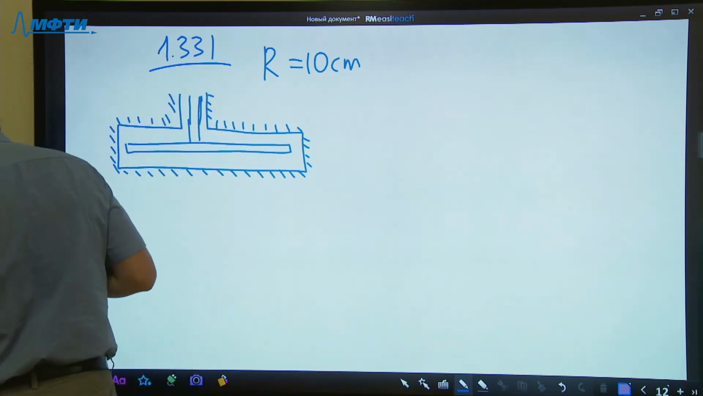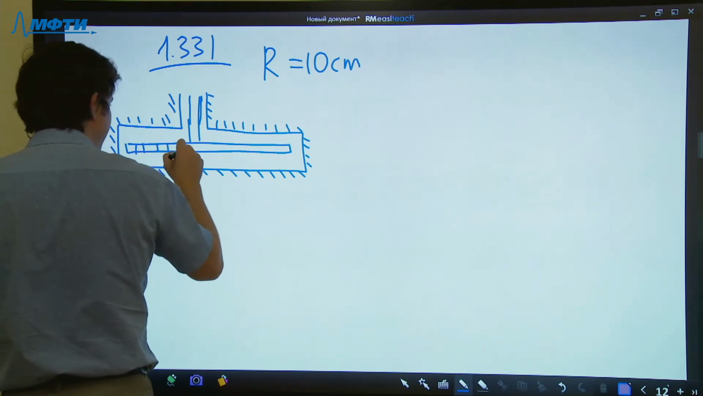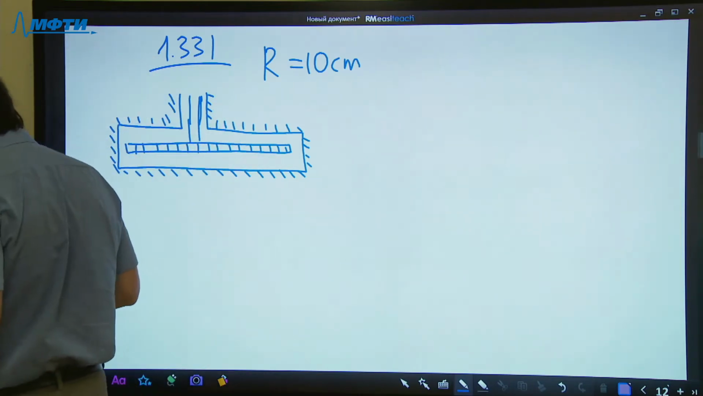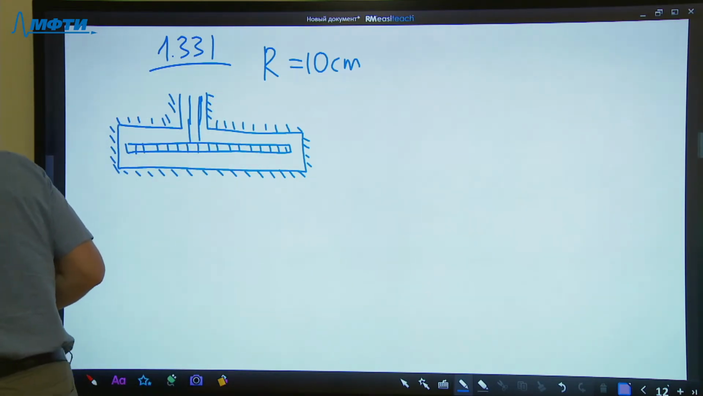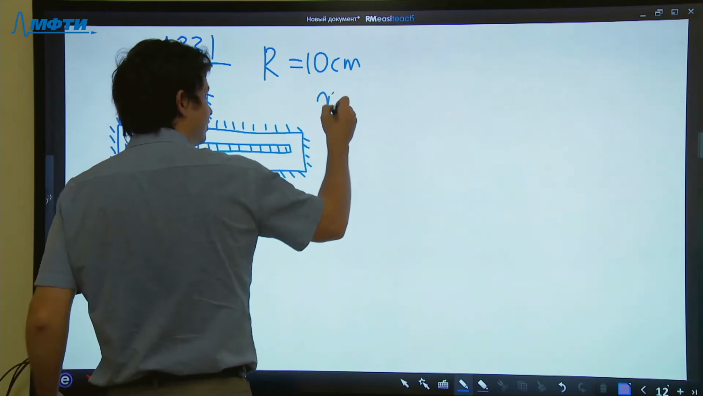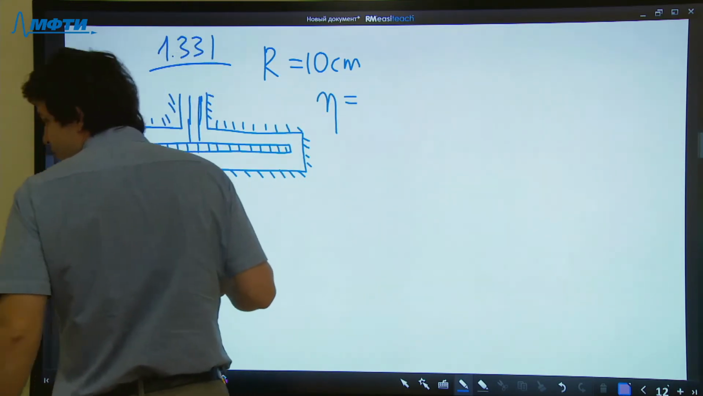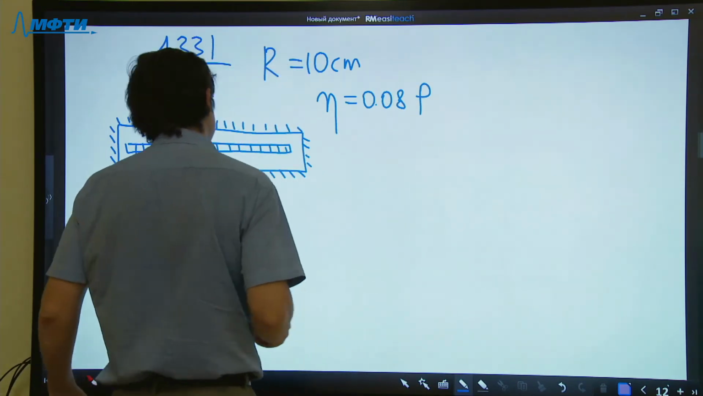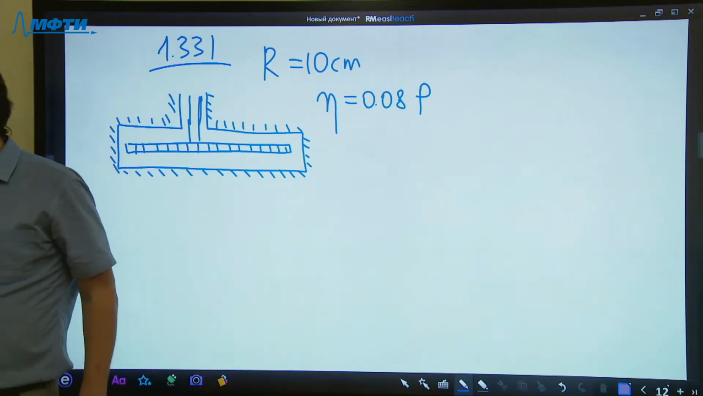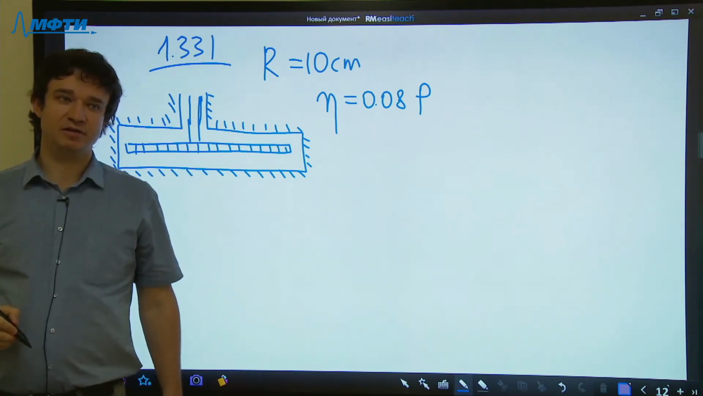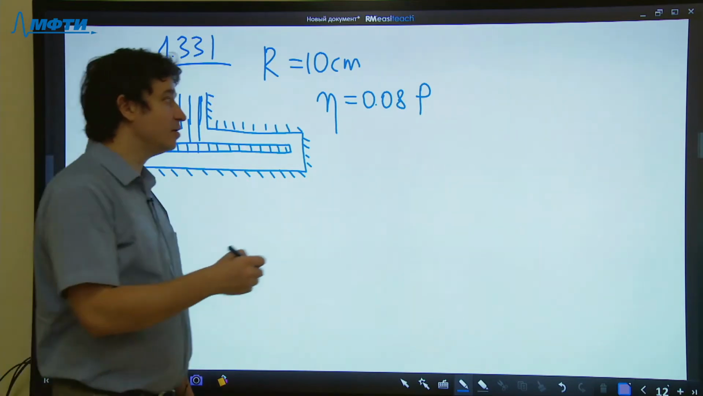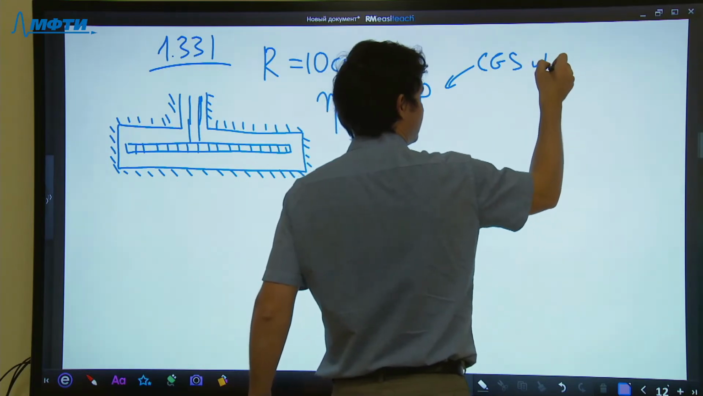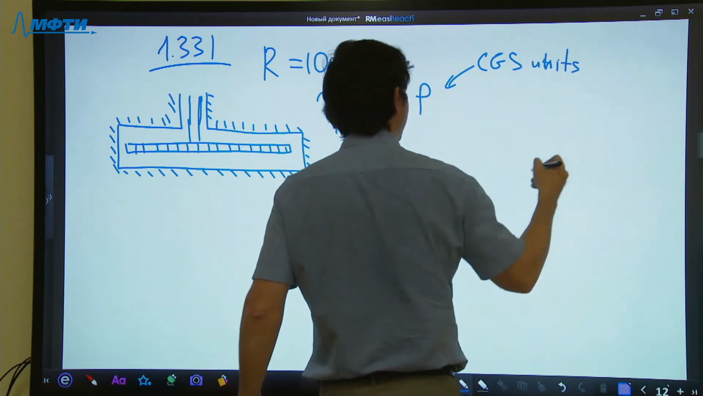So a disk is located in the cylindrical cavity. This is the disk. That's a cavity, filled with oil whose viscosity eta is 0.08 P. P is Poise, a unit for viscosity in the CGS system. So this is in CGS units.